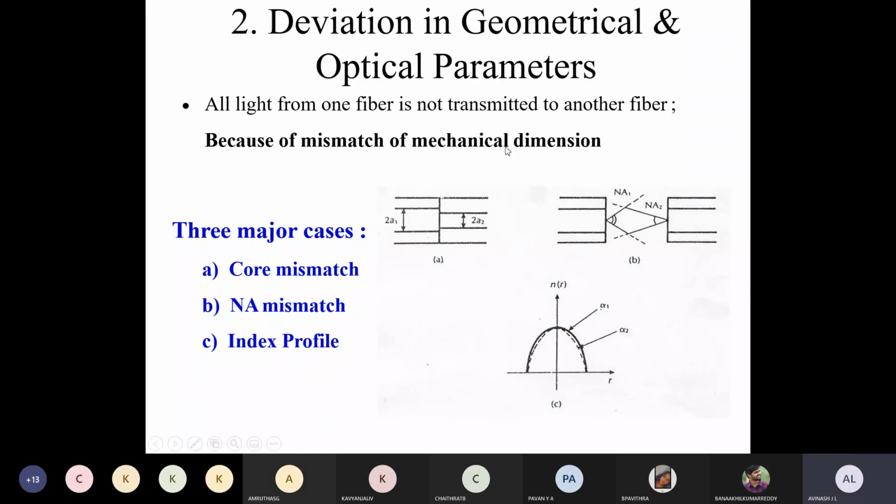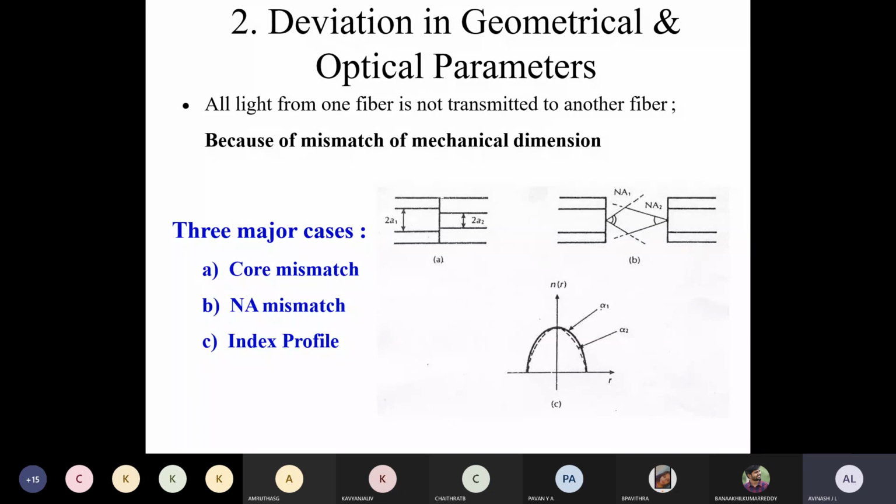Okay. So in the last class, we discussed deviation in geometrical and optical parameters. In that class, we discussed three major cases which cause this deviation. What are they? The first one is core mismatch. The second one is numerical aperture mismatch. The third one is index mismatch.